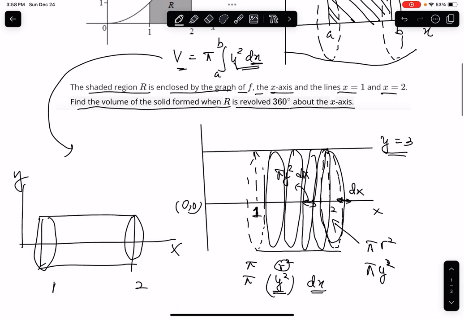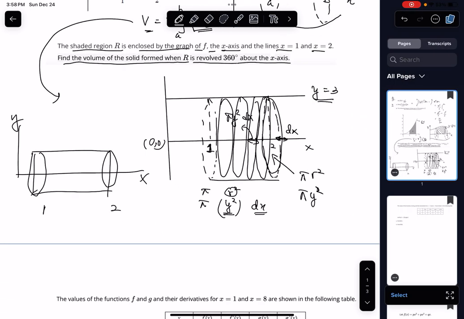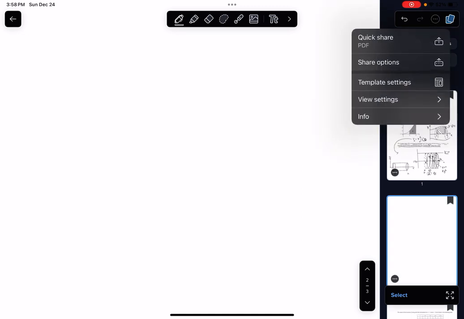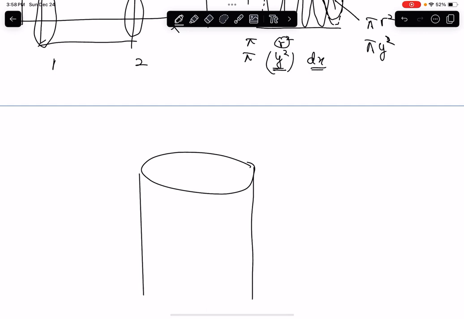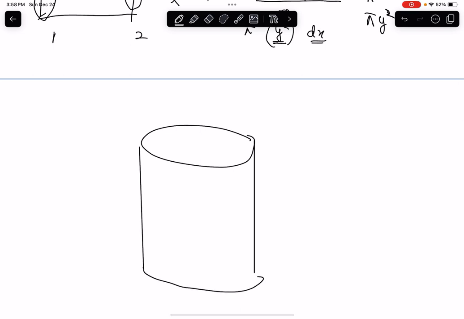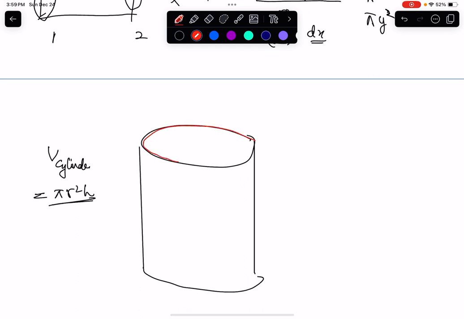Another way to think about it is, let's say if you have a cylinder over here, right? So you would know that the volume of a cylinder would be given by pi r square h, right? So the way we get this volume to be pi r square h is that we have a circle over here. So we find the area of the circle. The area of the circle is pi r square.